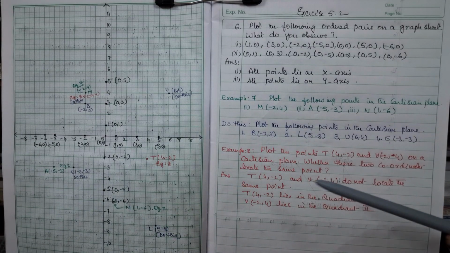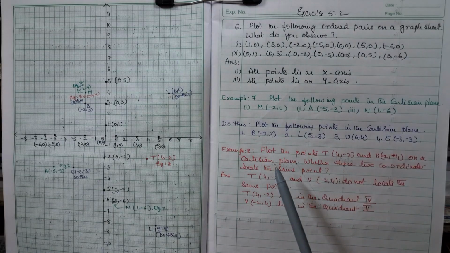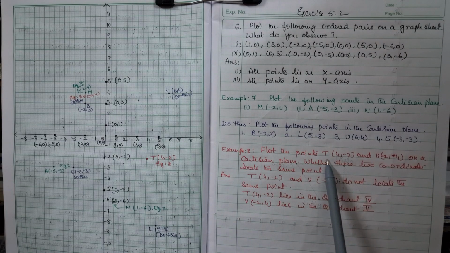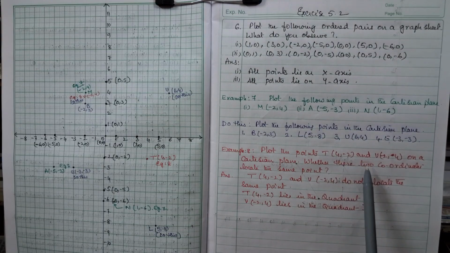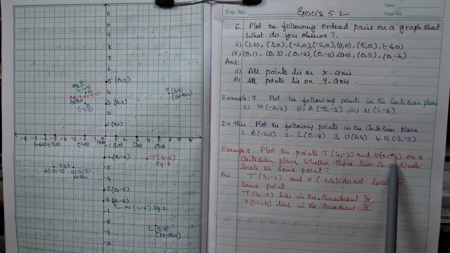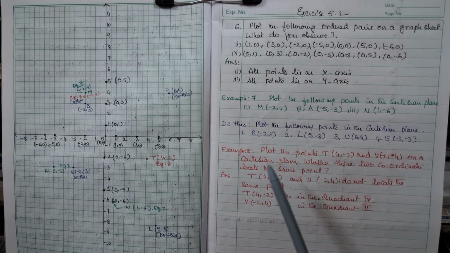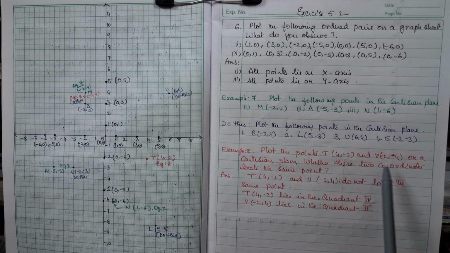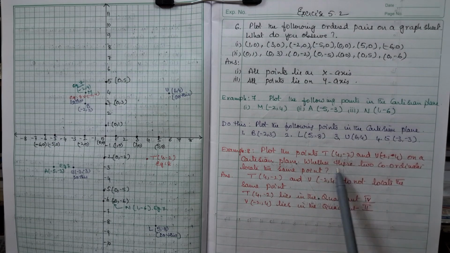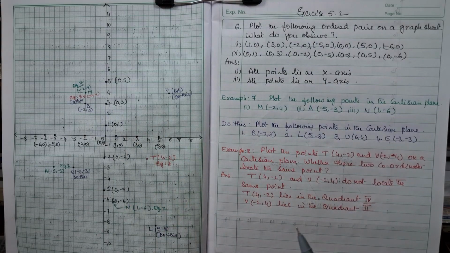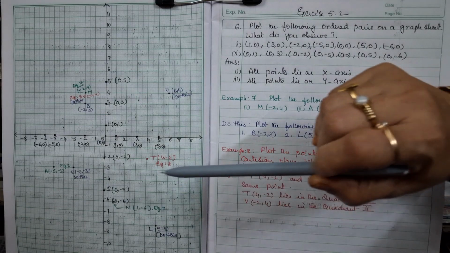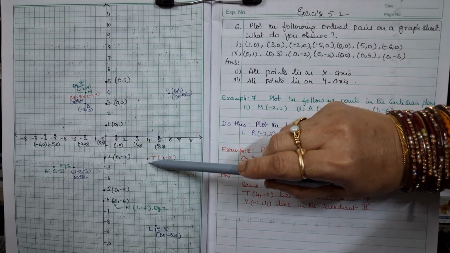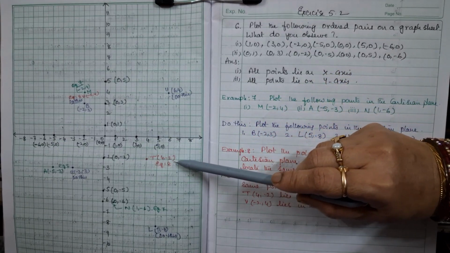Next, example 8. Plot the points T 4, -2 and V -2, 4 on a Cartesian plane, whether these two coordinates locate the same point. This is the question. I have written in red ink. So here also in red color you can see the points. So the first one is T 4, -2. So this is 4 and -2 is here. This is point T 4, -2.